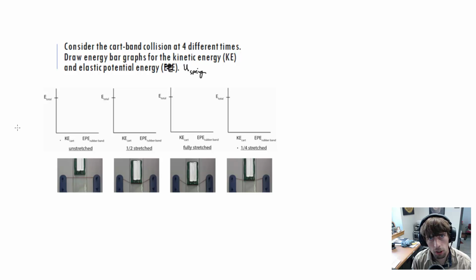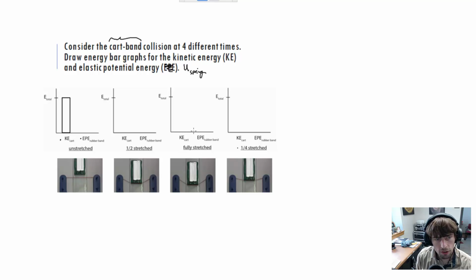Okay, good. Well, hopefully you see, if we're dealing with the cart bands, everything's in the system. I want the cart band system, okay, and that's implicit because we're talking about potential energy at this point. So when it's completely unstretched, this means that no energy is stored in my rubber band. That means all of it, the total amount of energy, is kinetic. So I better do something like that.